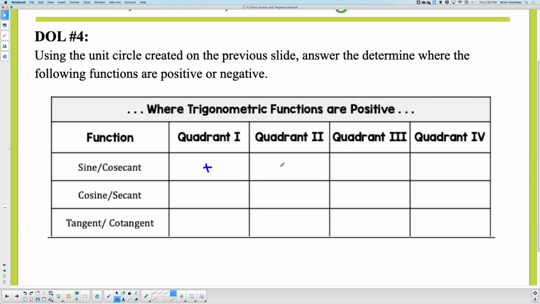I want you to put pluses here. So what would be true of sine in quadrant 3 and 4? Put negatives. Okay, tell me about cosine. What letter is cosine? Where's x positive? Quadrant 1 and quadrant 4, which means where's it negative? 2 and 3. Now tangent is y divided by x. What's a positive divided by a positive? What's a positive divided by a negative? What's a negative divided by a negative? And a negative divided by a positive. There you go.